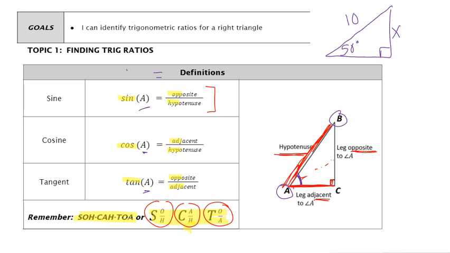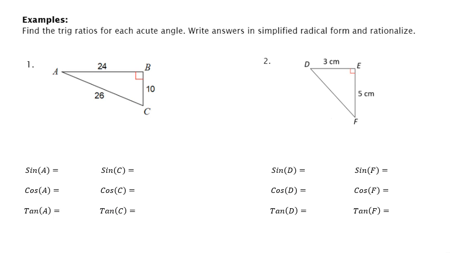And today we're just going to be writing a series of fractions or ratios that we're eventually going to use to solve. So for the first examples, notice the directions just say write the trig ratios for each acute angle. So that's each angle that's less than 90 degrees. So the non-right angles in the triangle. And then write your answer in simplified radical form, and you rationalize.